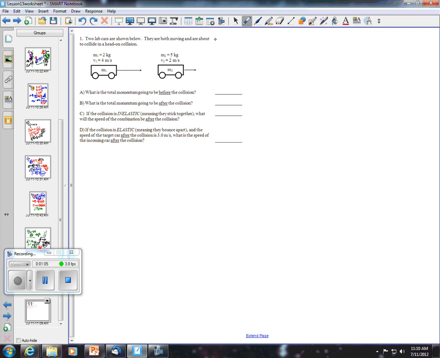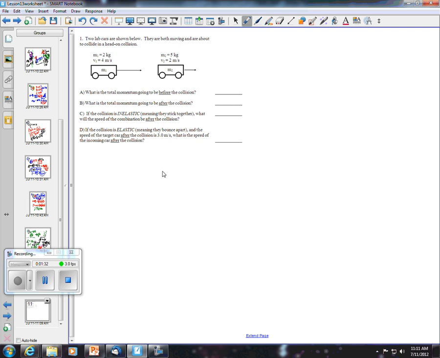These are very low masses, so they're not really train cars, they're lab cars, but it's the same idea. Lab cars tend to either have magnets or Velcro, or if you're really low-tech, tape. I've done that a number of times to make them inelastic, and then elastic is usually a spring or magnets in the opposite direction. Works either way.